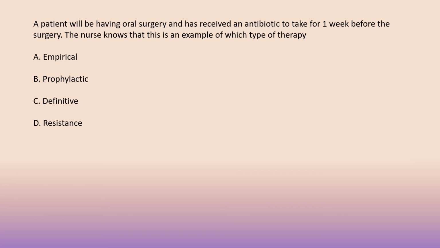A patient will be having oral surgery and has received an antibiotic to take for 1 week before the surgery. The nurse knows that this is an example of which type of therapy: A. Empirical, B. Prophylactic, C. Definitive, D. Resistance.